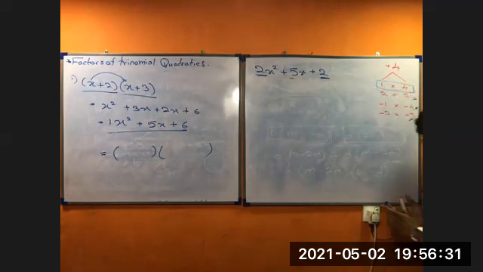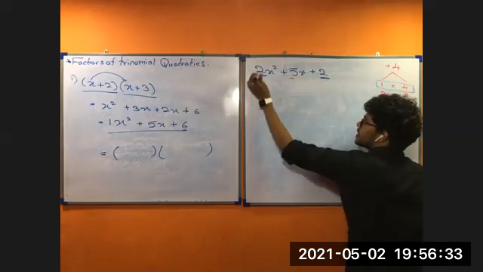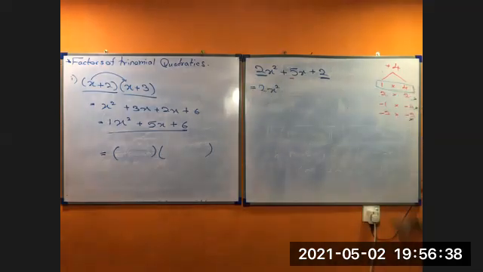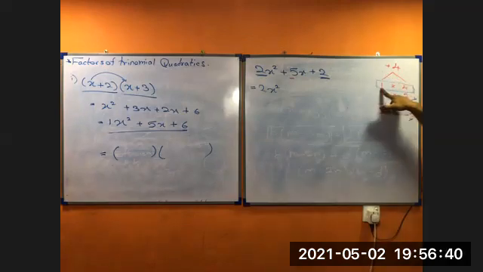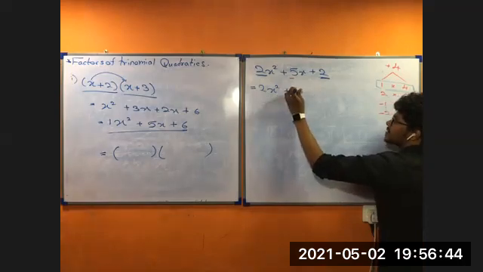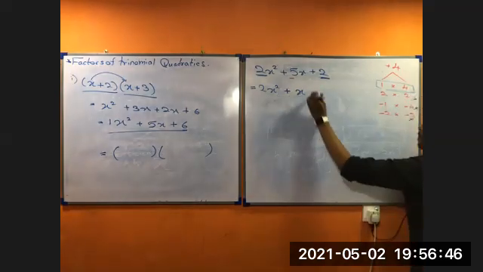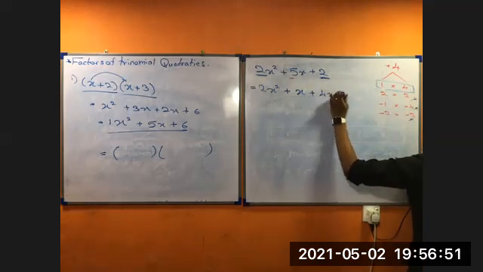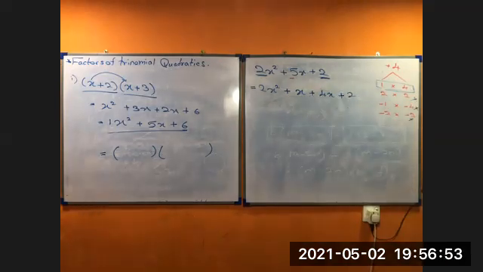So then I'm going to write the exact same thing, 2x squared, but 5, I'm going to break it into two parts, 1 and 4. So I will write 1 means 1x, right? That means x plus 4x plus 2. 2x squared plus x plus 4x plus 2.